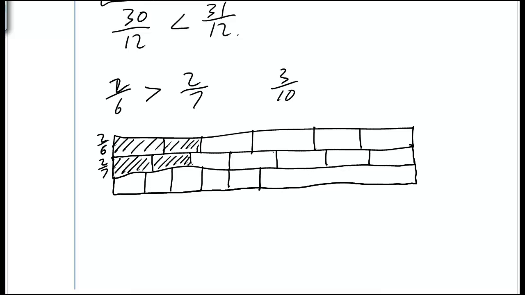There's 5. There's a total of 10. So if you wanted 3/10, you just shade in 3 lots of this.